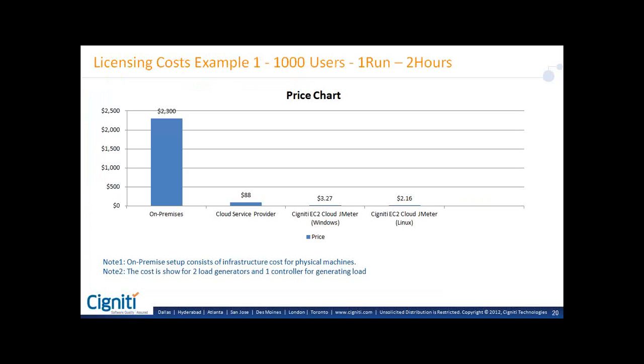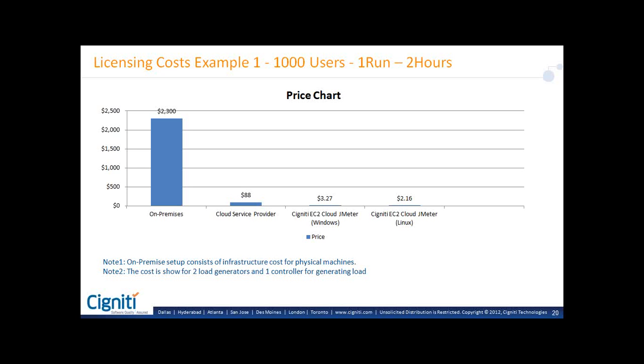Let's look at an example of when we should go for performance testing on cloud. Say we have to do a performance test with 1,000 concurrent users, and we need to do only one run for 2 hours. If we needed to set up the same lab in our organization, the assumption is we need to procure the hardware. With hardware procurement, infrastructure cost, electricity, and everything, it will cost around $2,300 for this one run of 2 hours. But if we use an existing cloud service provider, it will cost only $88 with the credits and other stuff they give.